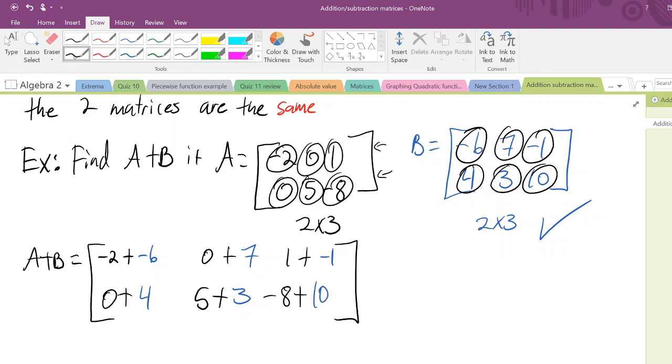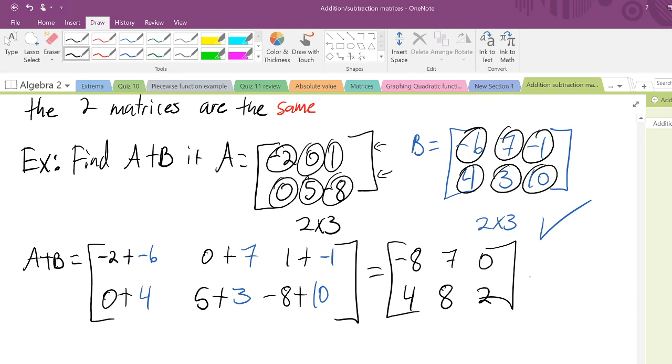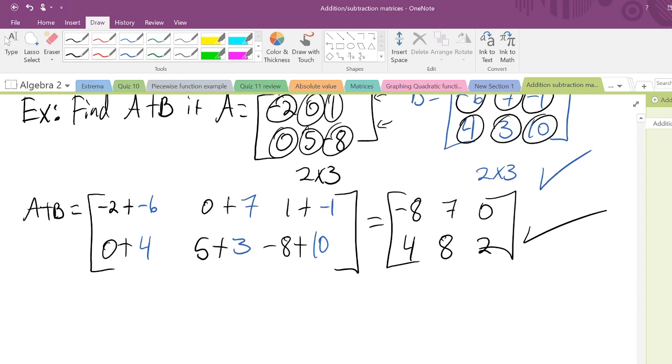Then you're going to get this dimension. You should get a 2 by 3 as well. So it's going to be -8, because -2 minus 6 is -8. Then 7, then 0, then 4, then 8, and then 2. And that's it. That's all you have to do. This is your answer.